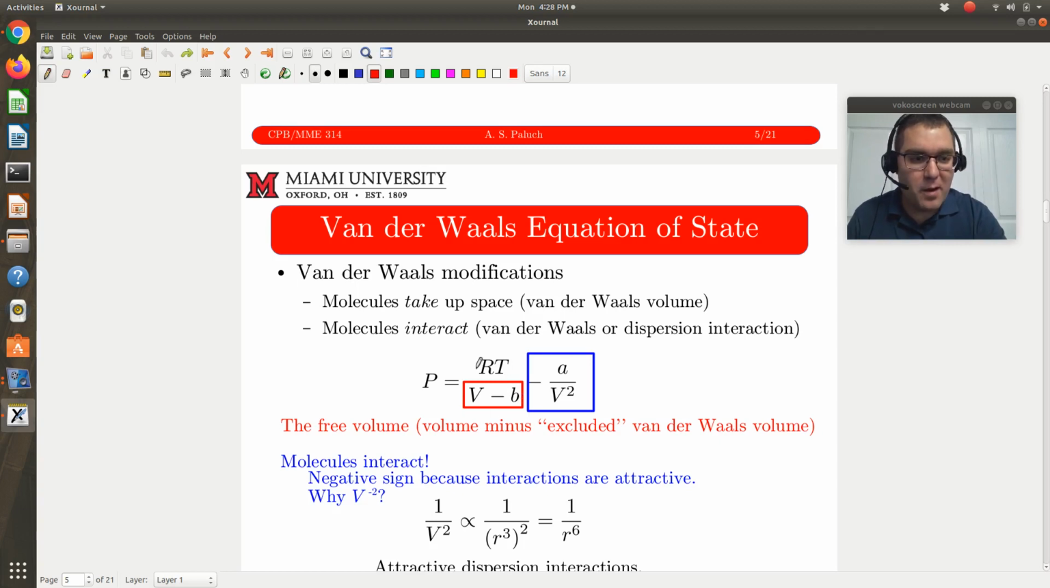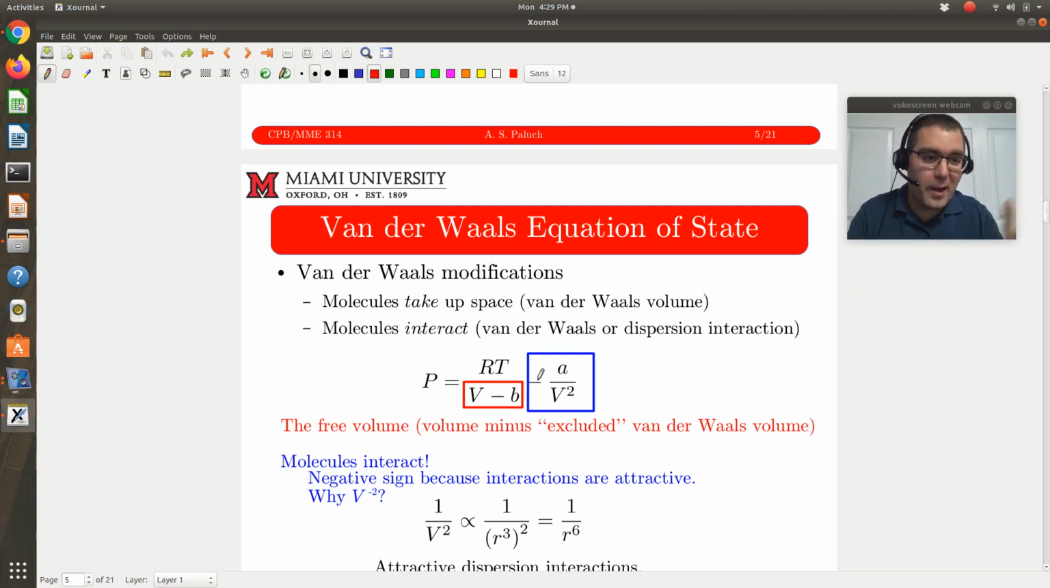And so trying to modify, say, our ideal gas equation of state to account for this. The second term that gets added on here is this minus A over V squared. The idea behind this is that now we've accounted for the fact that molecules occupy space, but molecules are also going to interact. At this point it had been shown, I believe by London, the idea of London dispersion interactions.